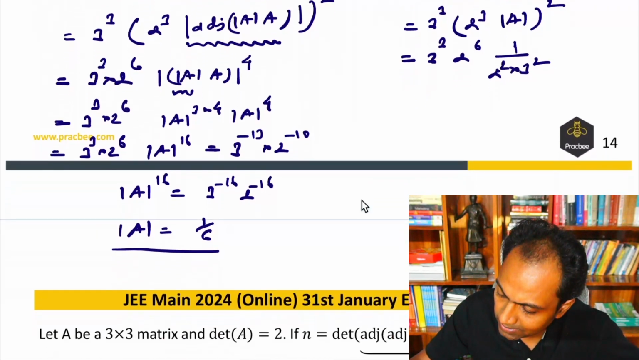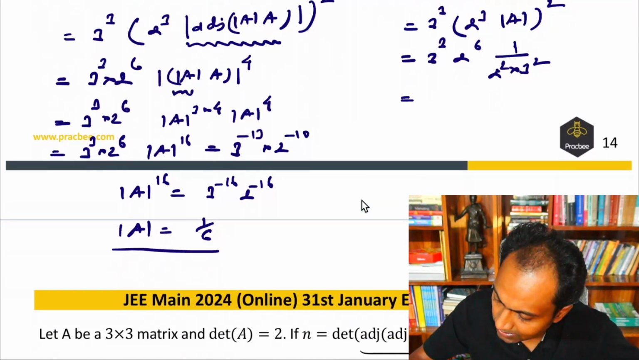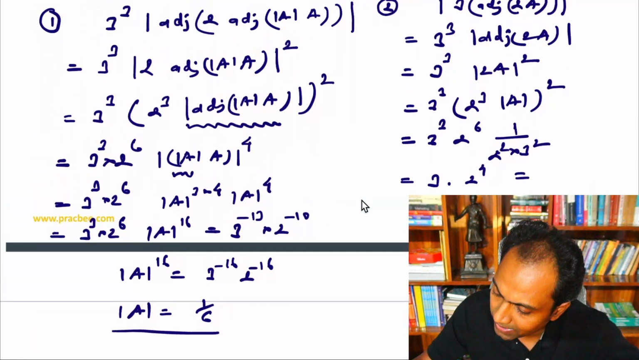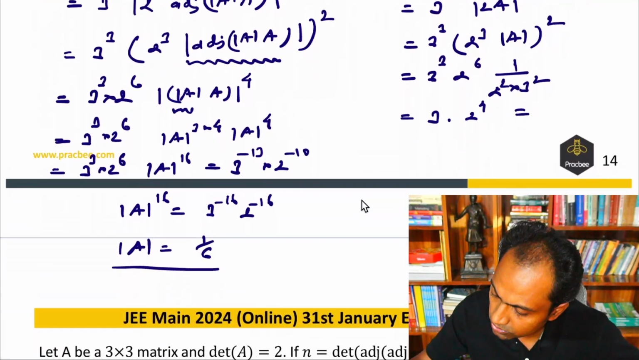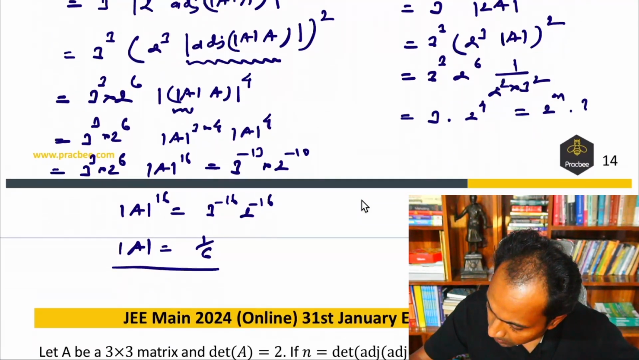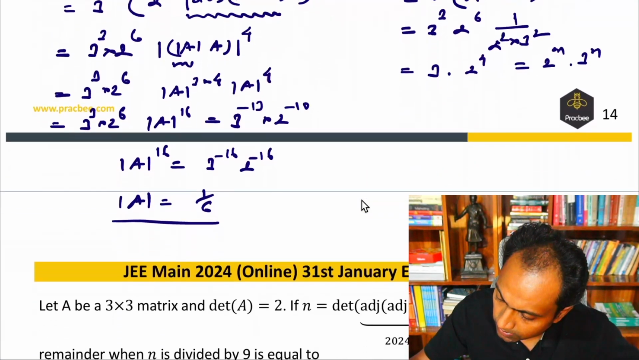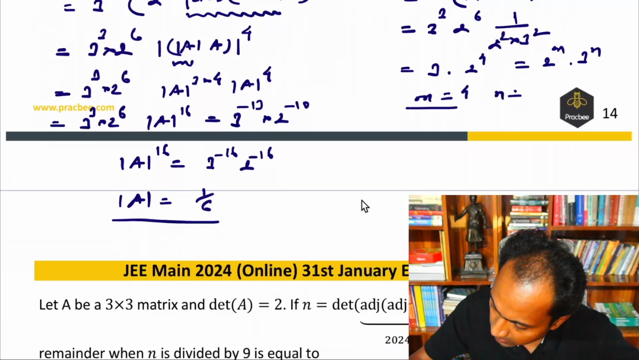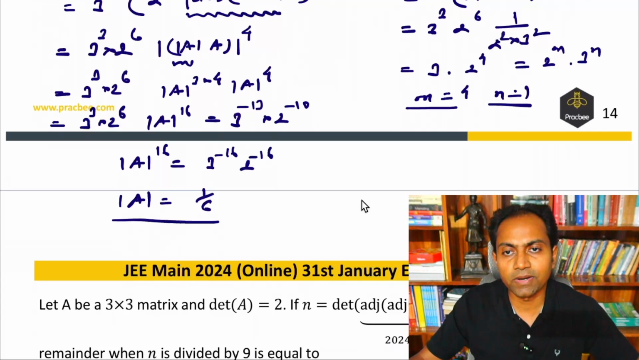If I simplify this, you can see that the final answer comes out to be 3 into 2 raised to the power 4. So if I compare this with 2 raised to the power m into 3 raised to the power n, the value of m will come out to be 4, and the value of n will come out to be 5. We have figured this out till this moment.